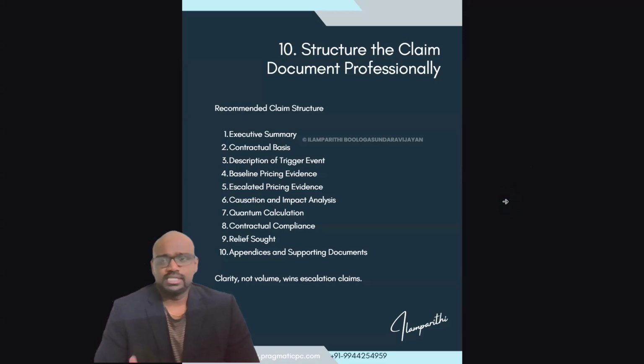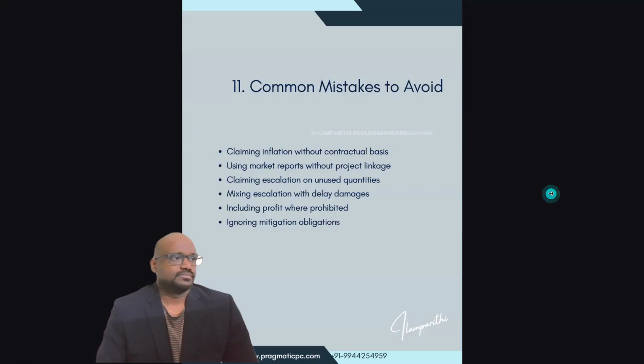How to structure the claim? This is an example of the headings you have to consider while structuring a price escalation claim. First is the executive summary, then the contractual basis, description of the trigger event, baseline pricing evidence, escalated pricing evidence, causation and impact analysis, quantum calculations, contractual compliance, the relief sought, and the evidence in appendices and supporting documents. The most important thing is clarity, not volume. The more pages in the claim doesn't mean it's a good claim. If you have good clarity, then the claim wins.